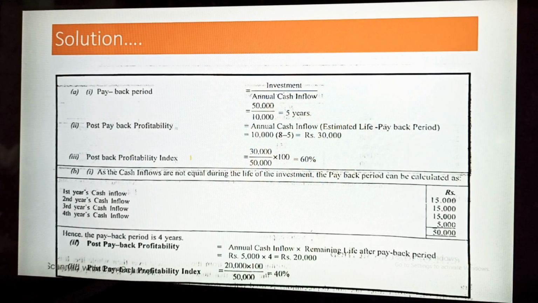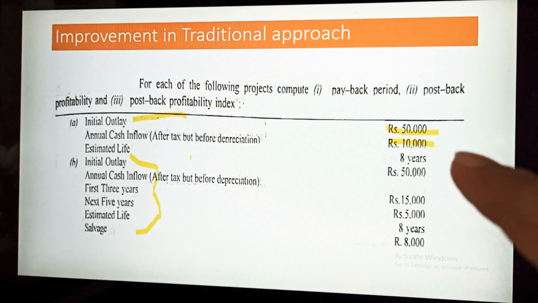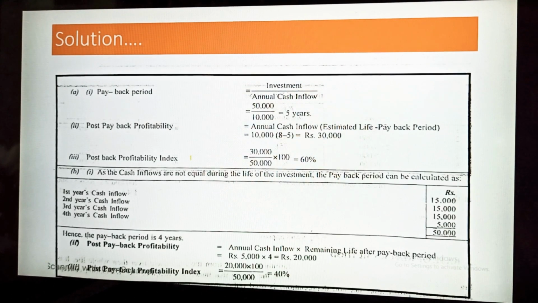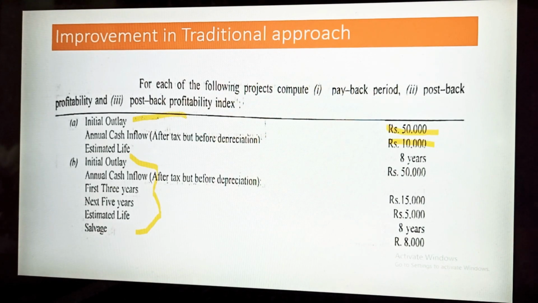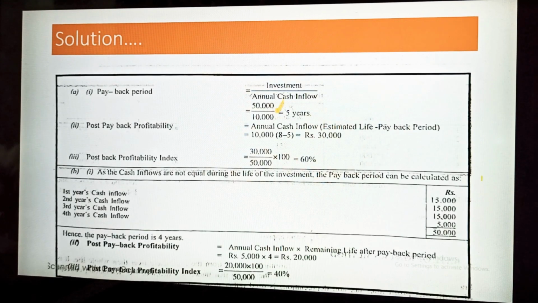Let's go to the solution. First, this is the case of equal inflows. Under the equal case, first we have to find the payback period. For the payback period, as I have told you, it is investment or cash outlay divided by annual cash inflow. In the question, the investment amount or initial outlay is given as 50,000, so that's why 50,000 is written here. In the case of equal inflows, you can check that 10,000 annual inflow is there, after tax but before depreciation, so that's why 10,000 is taken here. It is very easy, and in the same way we have calculated that your payback period is 5 years.